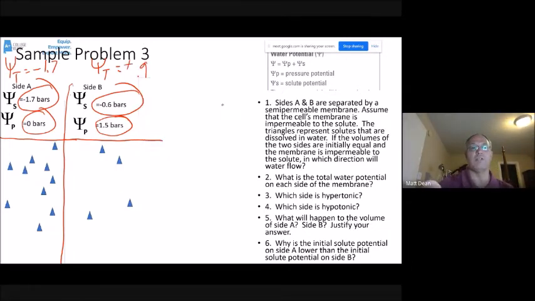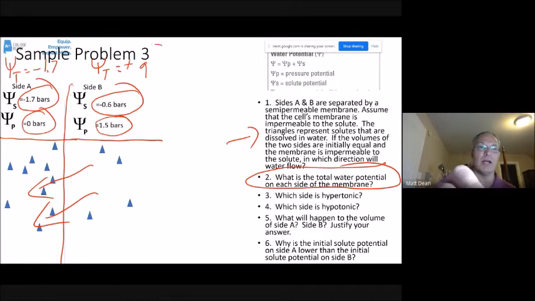So the water potential on side B is higher than the water potential on side A. So the water is going to move from B to A. That's our answer to number 1. We've already calculated the total water potential on each side. Side B, positive 0.9. Side A, negative 1.7.